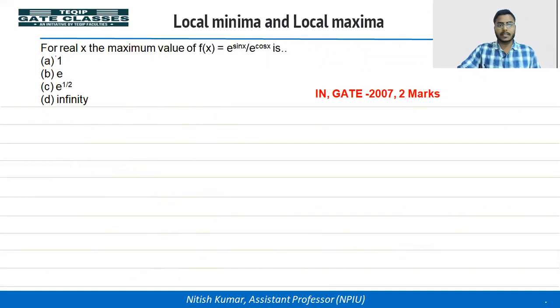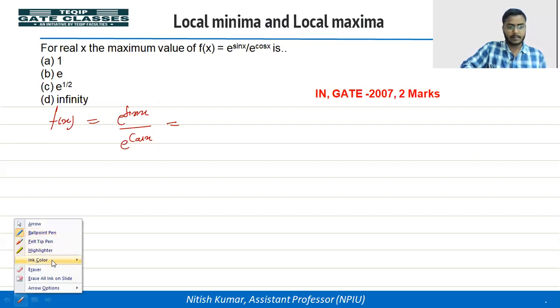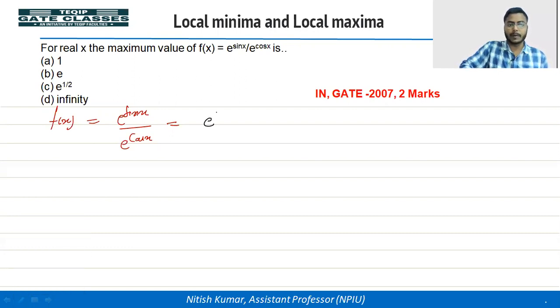For a real x, the maximum value of the function e to the power sin x divided by e to the power cos x is. So the function is given, same procedure. We can proceed here: f(x) is given as e to the power sin x divided by e to the power cos x. Also we can write it as e to the power sin x minus cos x, right?